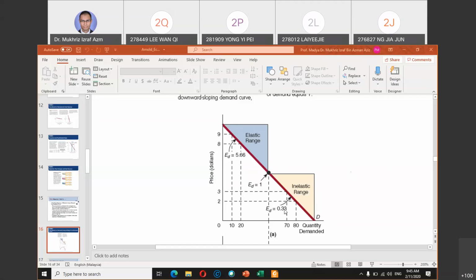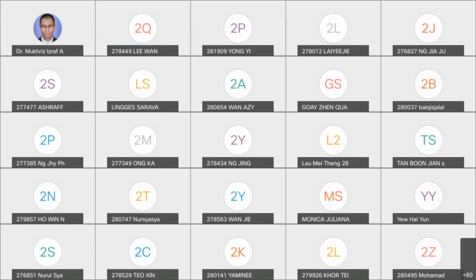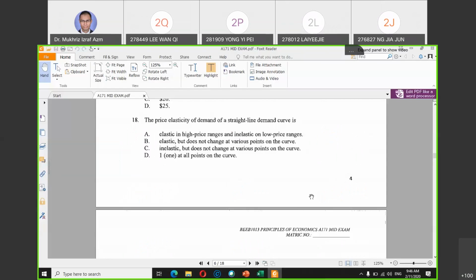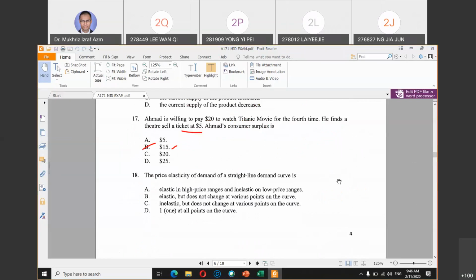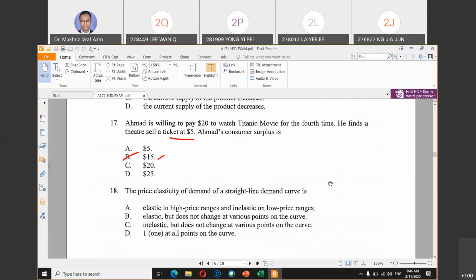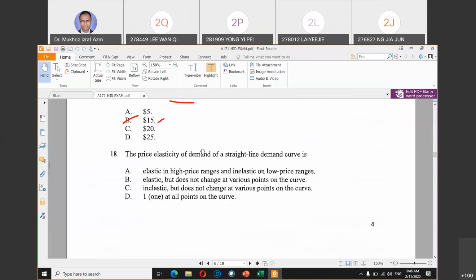So why do I show this diagram here? Because it is one of the common questions in multiple choice question samples, and you are going to be tested on that as well. So let's see this example from a past year question. Basically this is the same set of questions from our previous classes. We have done this up to question number 17. So take a look at question number 18 here. The price elasticity of demand of a straight line demand curve is A, B, C, or D.